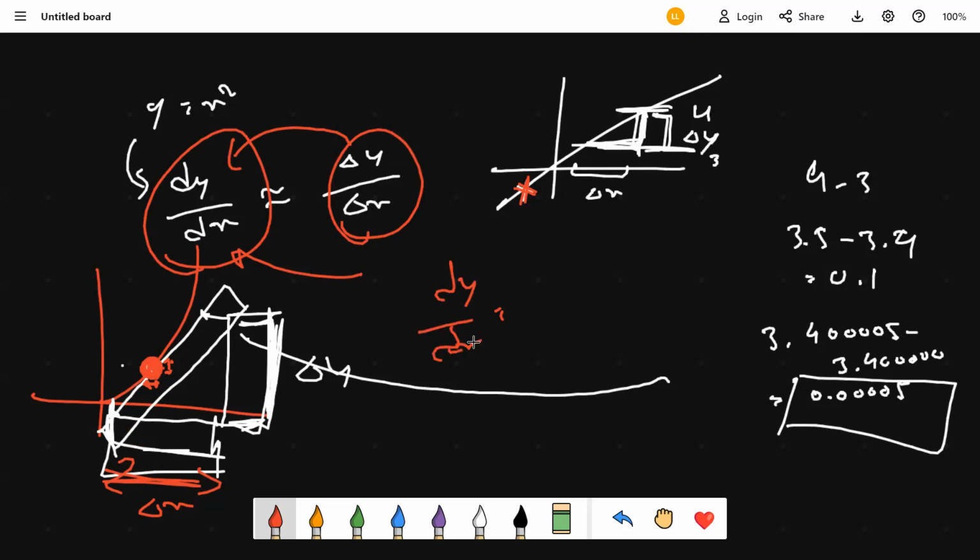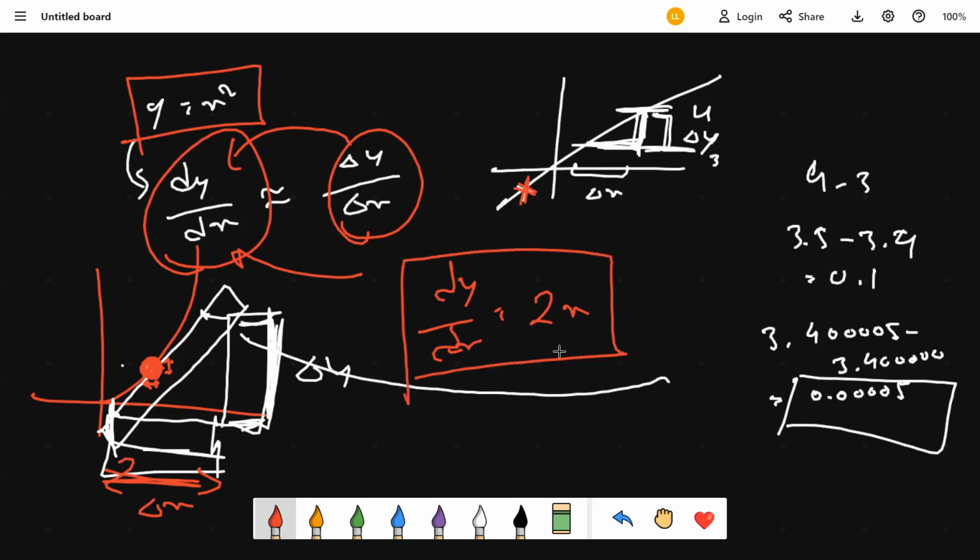If that's the case, the dy by dx of this equation is going to be 2 times x. Now, how does that happen, or how does this take place?